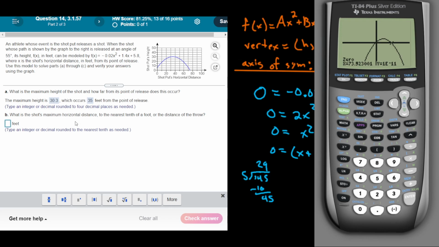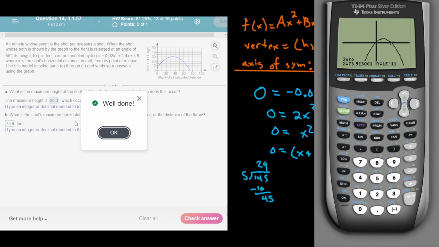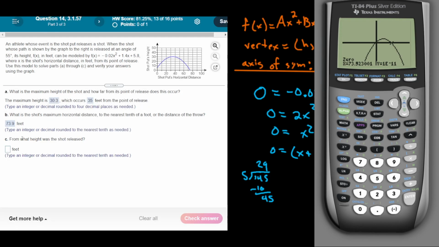It wasn't factorable. So, we still got it. Nearest tenth will be 73.9. And let us rejoice. So, use the quadratic formula.